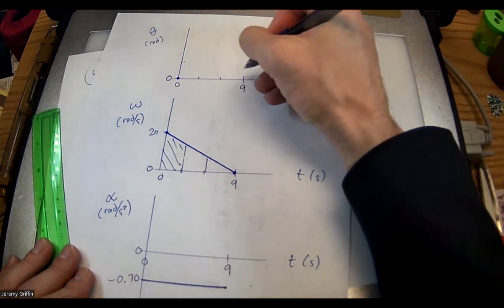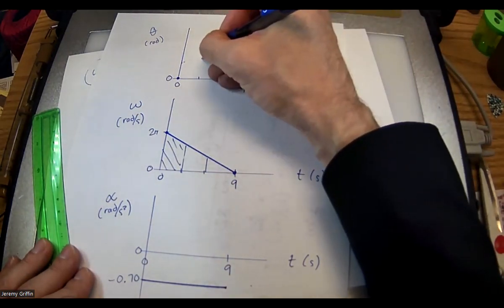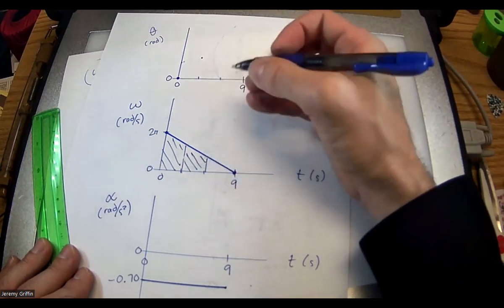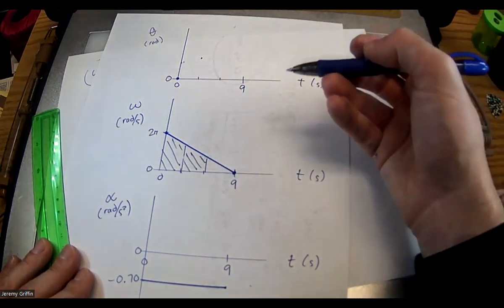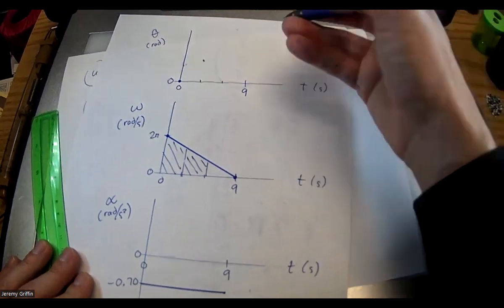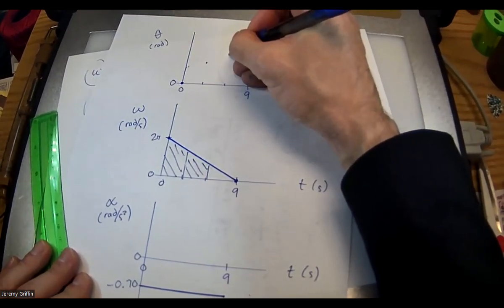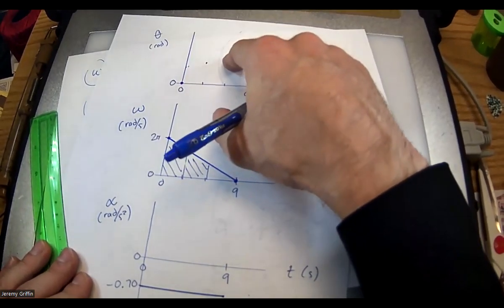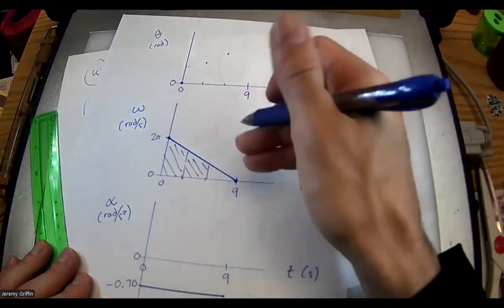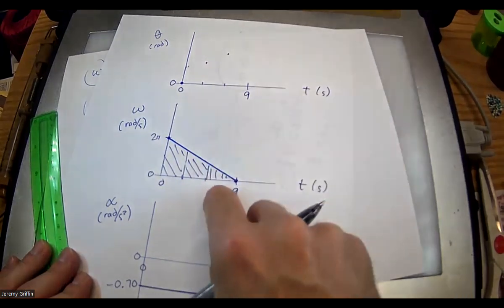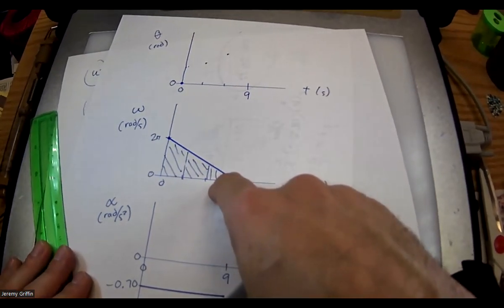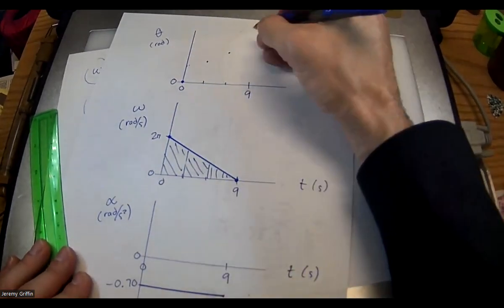So 3, 6, 9 seconds. Turned a long way during the first 3 seconds. Then between 3 and 6 seconds, it picked up some more, but it was slowing down, so that didn't actually turn as far. So yeah, still gaining positive angular displacement, but not as much. And then these last 3 seconds where it slows to a stop, it's still turning, right? Still gaining positive angular displacement, but hardly any at all.